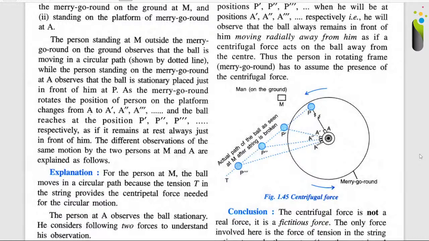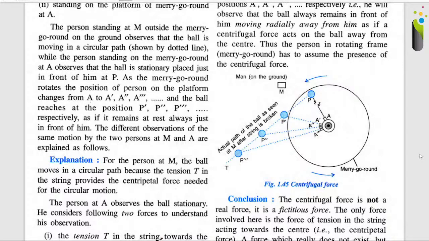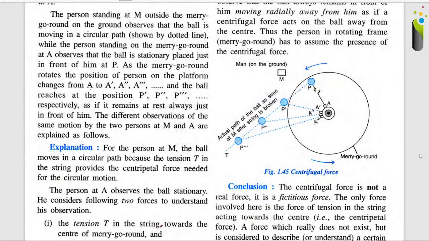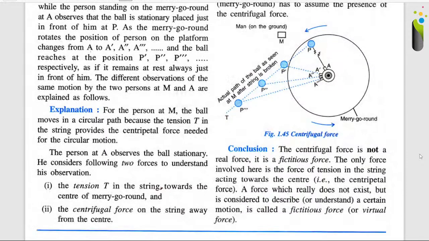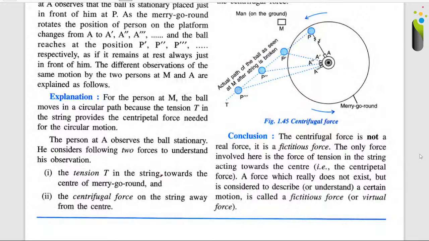while the person standing on the merry-go-round will observe the ball at the positions P dash, P double dash, P triple dash, and so on, when he will be at positions A dash, A double dash, A triple dash, respectively. That is, he will observe that the ball always remains in front of him, moving radially away from him, as if a centrifugal force acts on the ball away from the center. Thus, the person in the rotating frame, that is merry-go-round, has to assume the presence of the centrifugal force. So you can look at this image close. You can zoom in and see this.